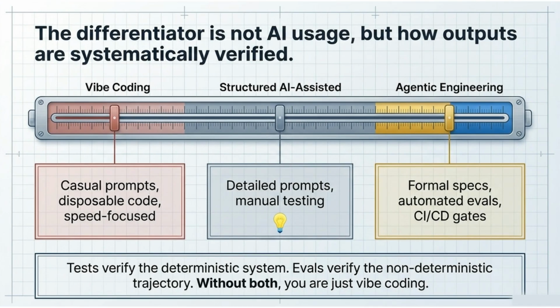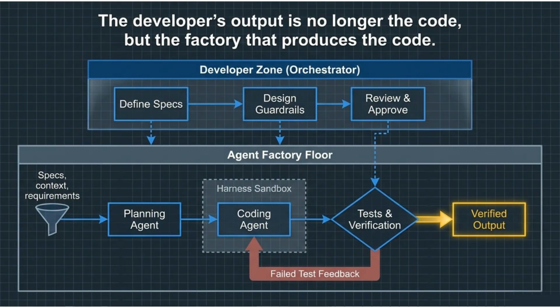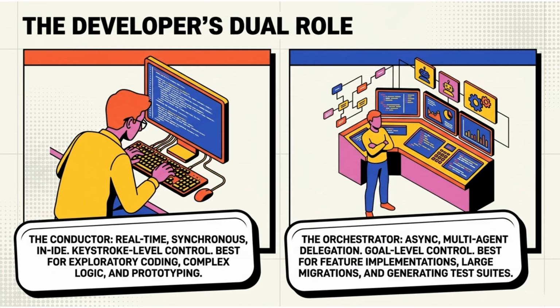It is not just about using AI, but how we systematically verify the outputs produced. We see a spectrum from vibe coding to full agentic engineering. Vibe coding focuses on speed with casual prompts and disposable code. However, professional development requires the rigor of structured, agent-assisted workflows and formal automated evaluations. To move forward, remember this: tests verify the deterministic system, while evaluations verify the non-deterministic trajectory. You need both to move beyond simple vibe coding.